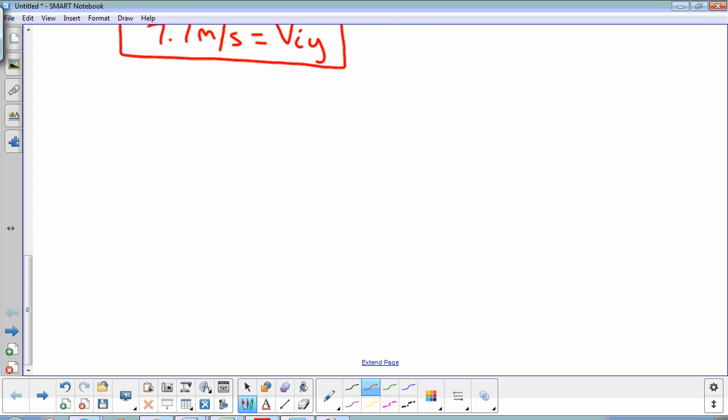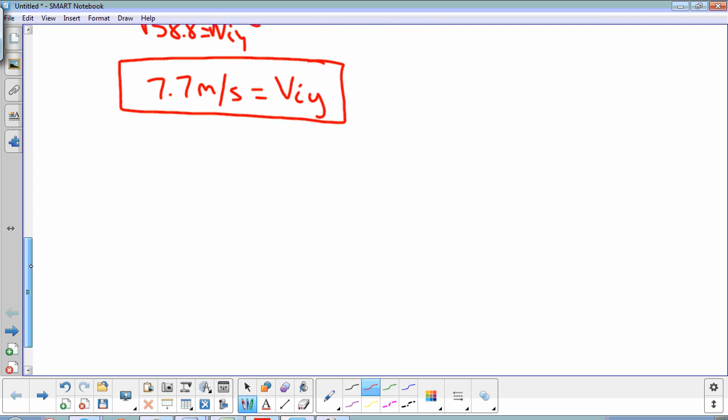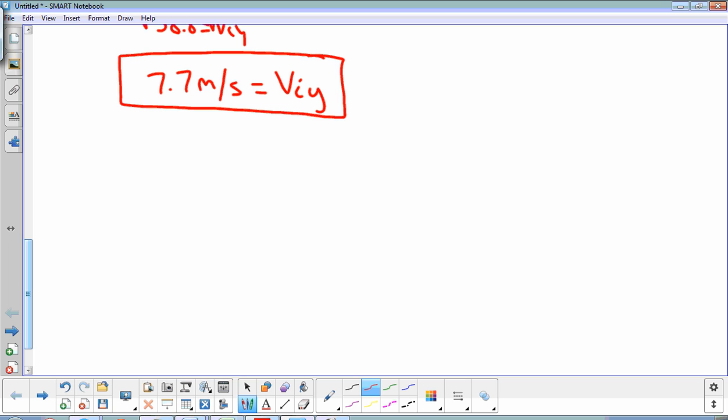That's VIY. We're not done yet, though. We still need to get VIX, and that's going to take a little bit more work. That's the skateboard with 1.5. The ball is different, because the ball is not going to decelerate. If he catches it on the skateboard, the ball had to be moving at a different speed, because his skateboard is still decelerating. Okay?